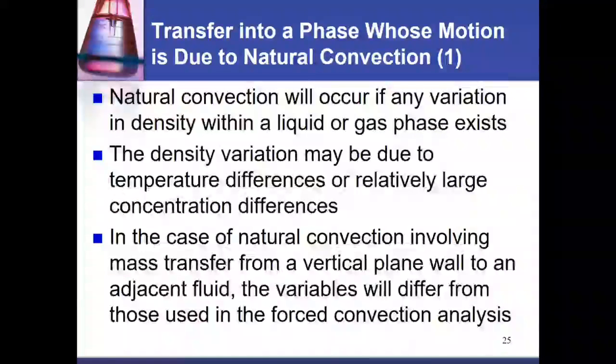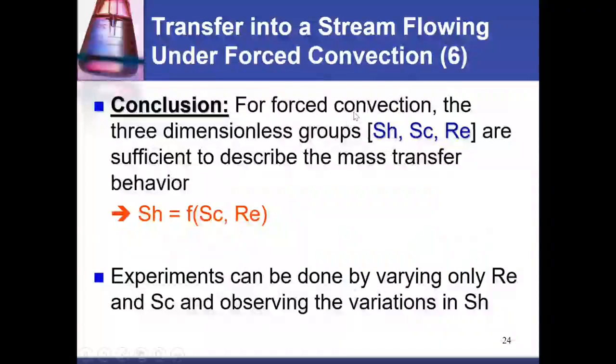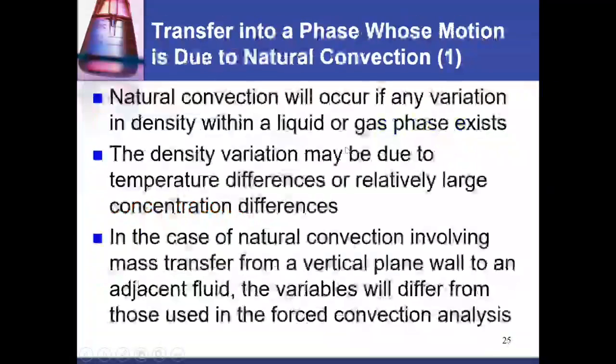Okay, the second scenario is convective mass transfer by natural convection. When do we have natural convection? Here we have forced convection, so you pump the fluid and you have velocity there. But sometimes convective mass transfer might take place by just natural convection.